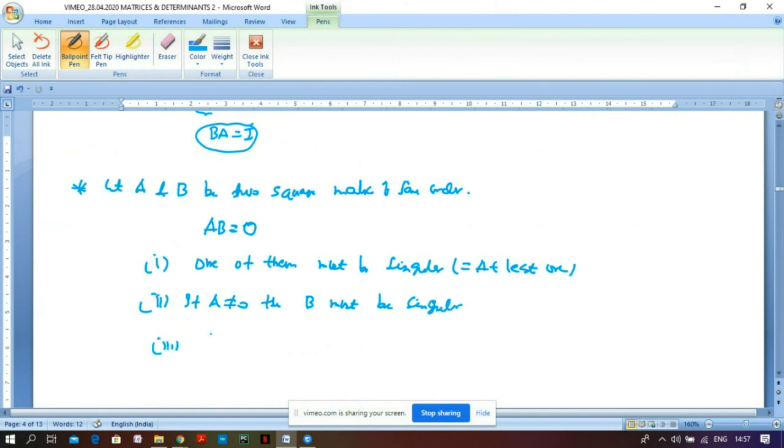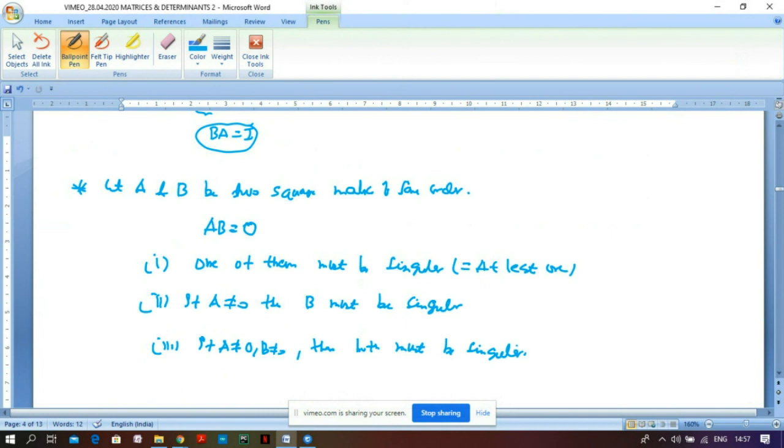And third, we can combine them. Third says you can combine second only two times. If A is not 0, B is not 0, none of these 0, then both must be singular. Means these are product of two matrices.